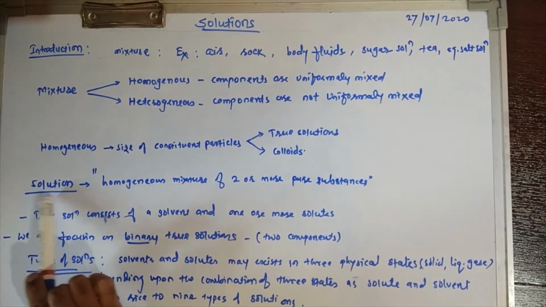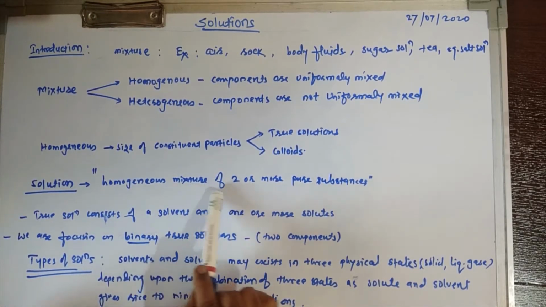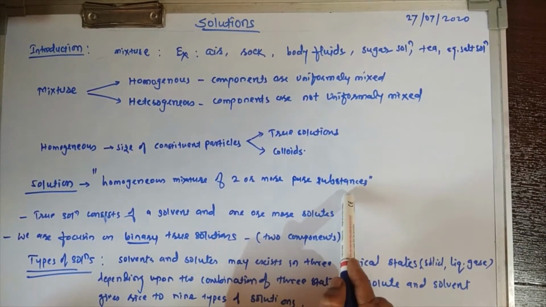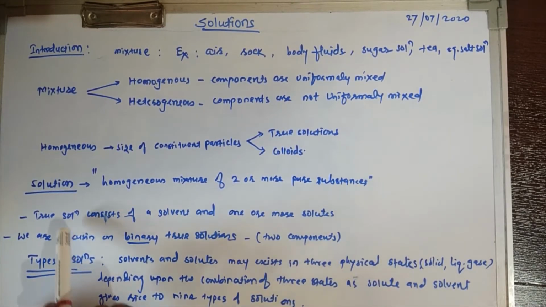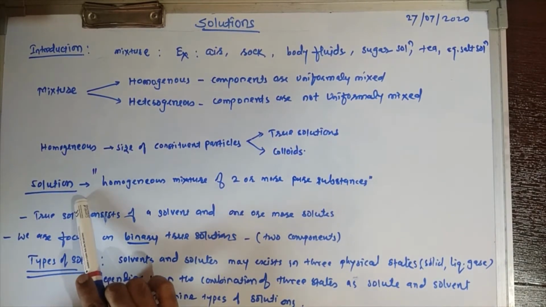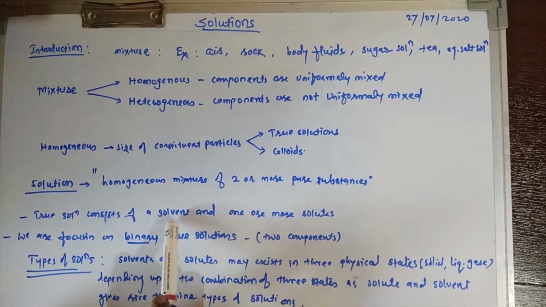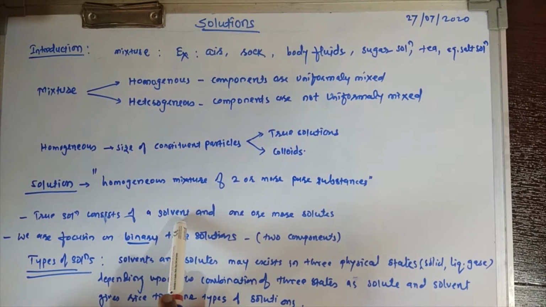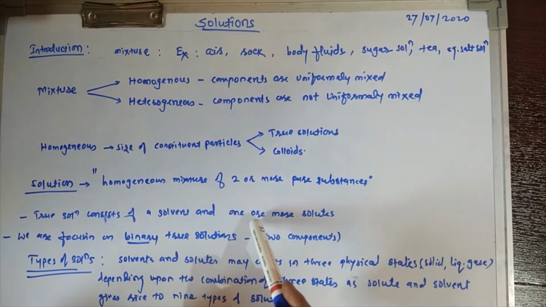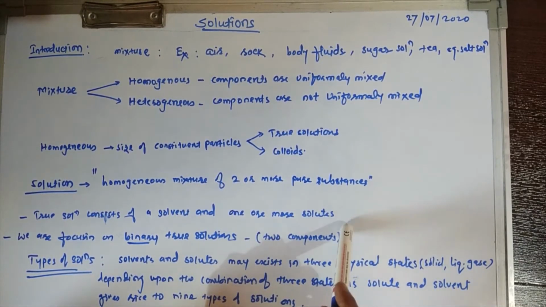Now solution. What is a solution? The definition of solution is, a solution is a homogeneous mixture of two or more pure substances where they are mixed uniformly, is it? Now a true solution consists of a solvent and one or more solutes. For the formation of a solution, which is a homogeneous mixture of the components, the one component which is present in the larger proportion is called a solvent, and the lesser proportion is called a solute. But here one or more solutes may be present in the solution.